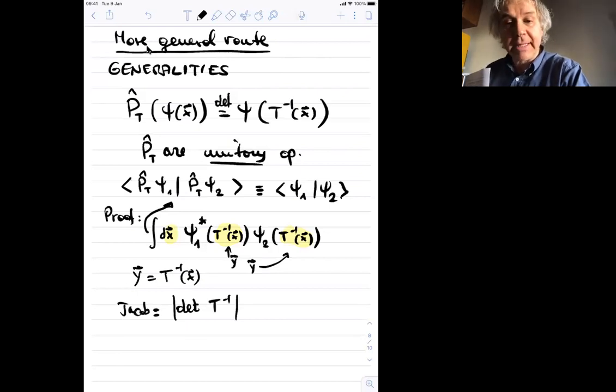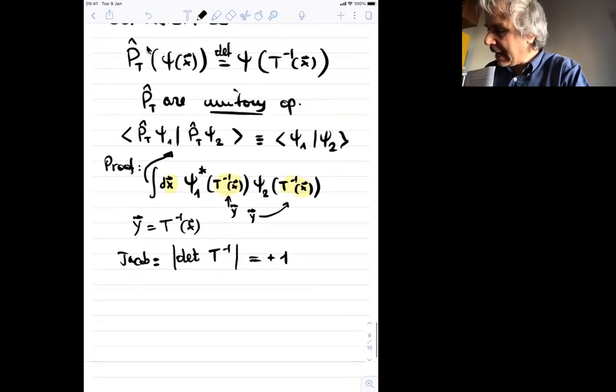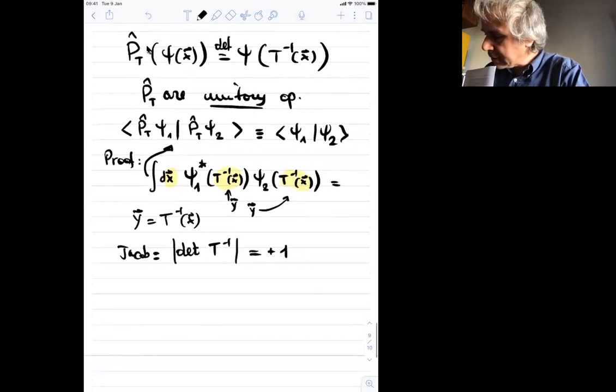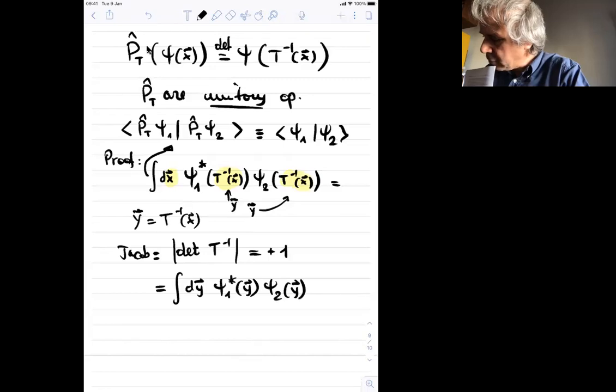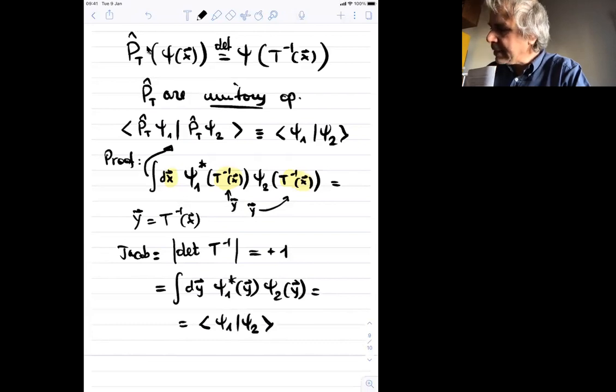How much is the modulus of the determinant of a space transformation? +1, right? Remember, both for translations and for rotations, the determinant of the transformation is always 1. Is it clear? At this point, I can just transform this object into an integral over y of psi1 star of y, psi2 of y, which is equal to the scalar product of psi1, psi2. So the transformation indeed conserves the scalar product of the functions. So it is what people call a unitary transformation.